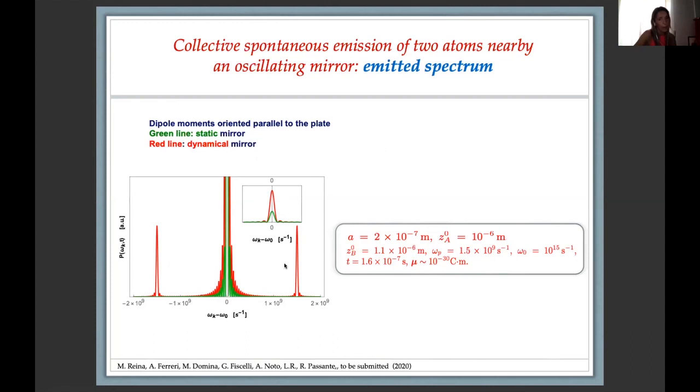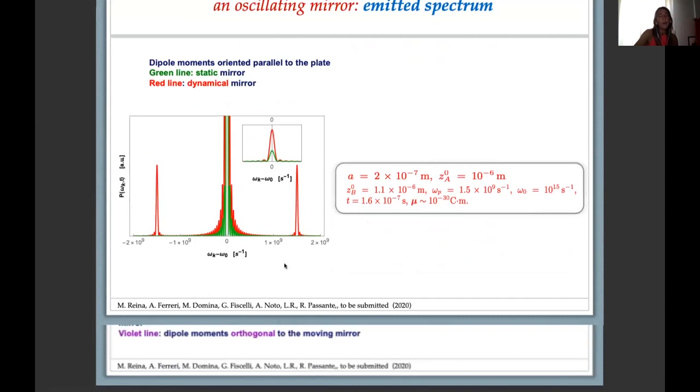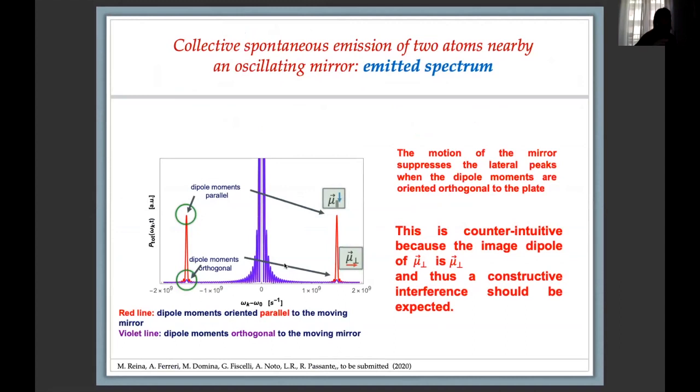More interesting is what happens when we compare the situation in which the atoms' dipole moments are parallel or orthogonal to the mirror. In fact, in this case, we find that the motion of the mirror suppresses the lateral peaks when the dipole moments are oriented orthogonal to the plate. And this is a counterintuitive result because the image dipole of the perpendicular dipole moment is also perpendicular, and thus a constructive interference between the field emitted by one atom and the image of the other atom through the mirror should be expected. This is an effect related essentially to the motion of the boundary, which decreases the lateral peaks in the case of dipole moment oriented orthogonal to the plate.